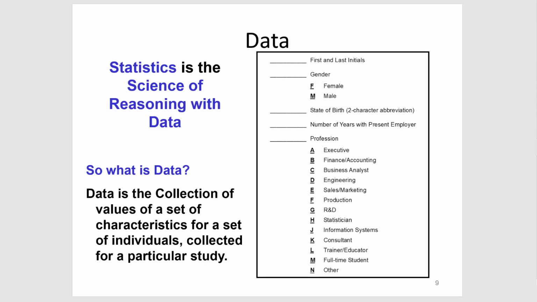This science of reasoning with data. So what is data? Data is the collection of values of a set of characteristics, these variables, for a set of individuals.